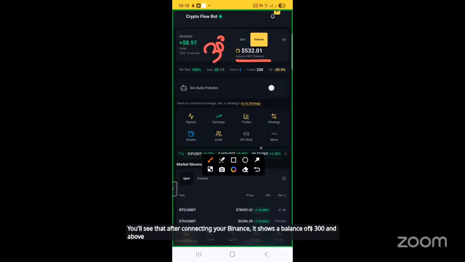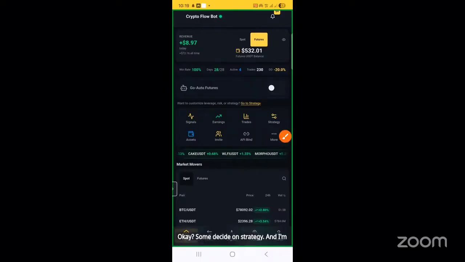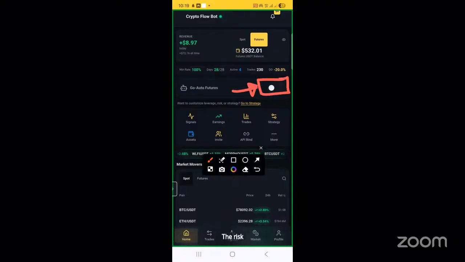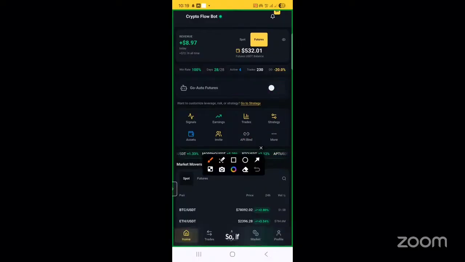To me, I would advise you to come this side on strategy. Okay? Come this side on strategy. And I'm going to show you why these two differ. Because the risk management when you turn on full auto mode is totally different from the risk management that is done here on strategy. So if your balance, I will come back to this.